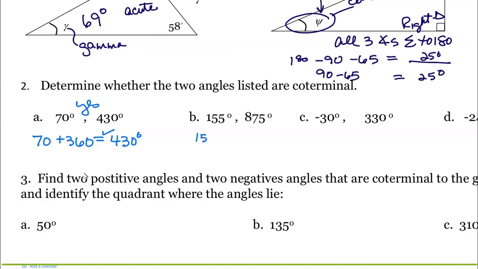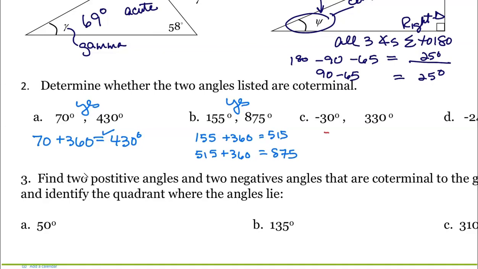Now, if you take 155 and you add 360, what are you going to get? So 155 plus 360, that's giving me 515. Now, don't be discouraged yet. Take that 515 and add 360 to it, and I'm going to get 875. So yes, these are coterminal. I just have to add 360 twice. And we did that in the notes, so there's nothing wrong with that.